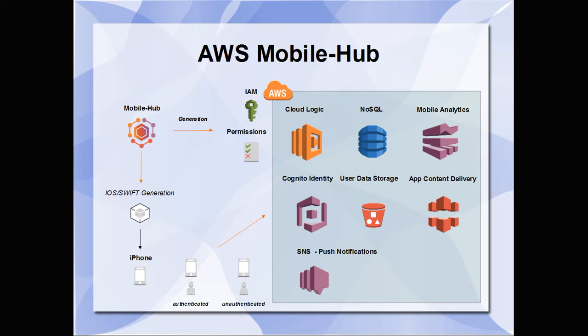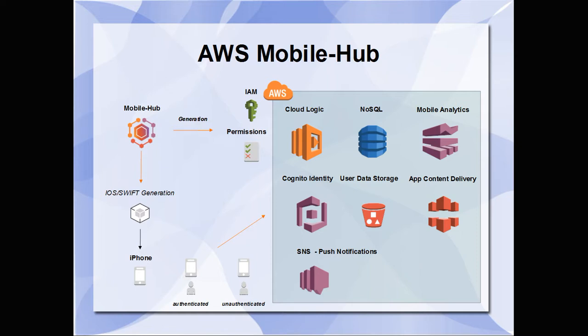And then there's SNS push notifications, that simple notification service from Amazon, which allows an administrator to broadcast out notifications to all the anonymous mobile users, all the authenticated mobile users. It allows one mobile user possibly to send a notification to another mobile user.